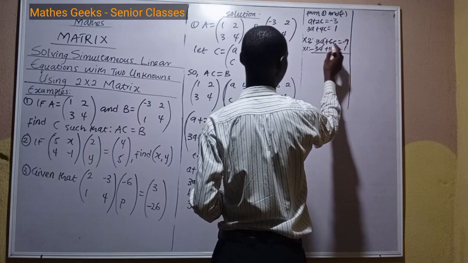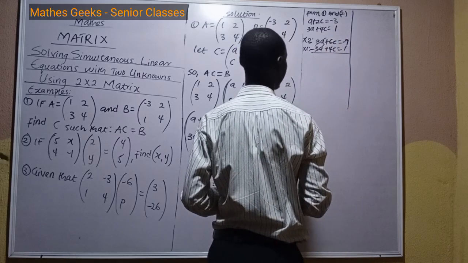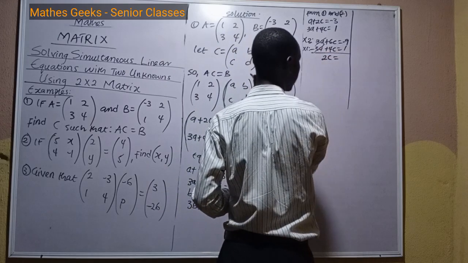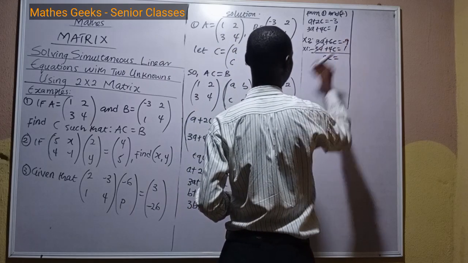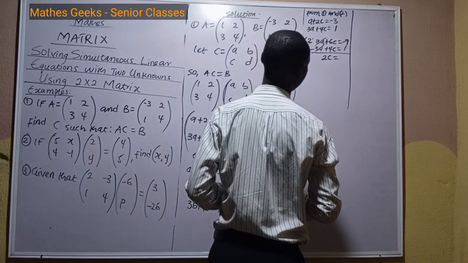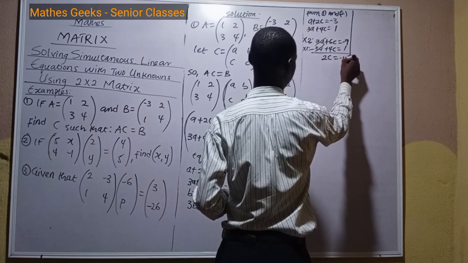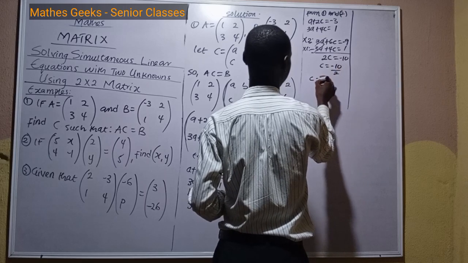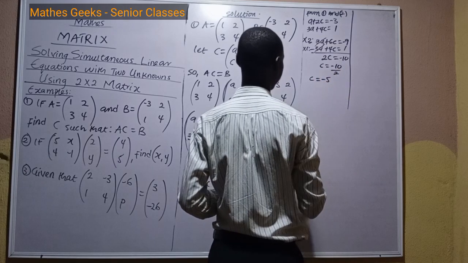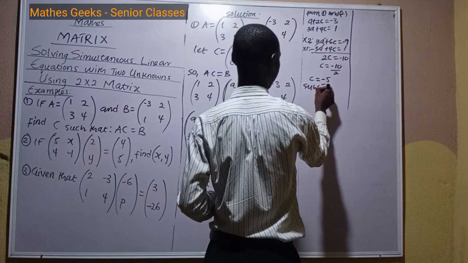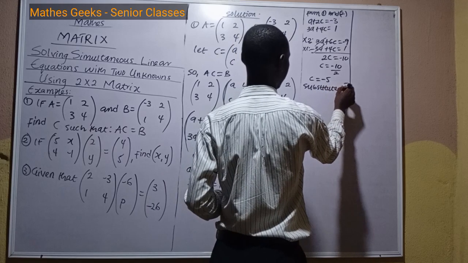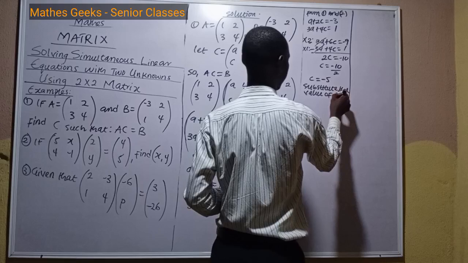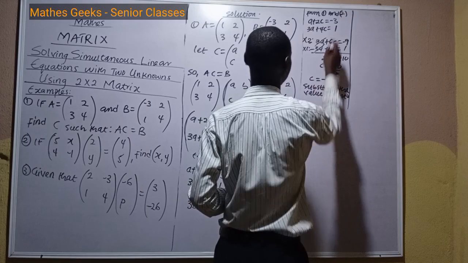6c minus 4c will give me 2c. Minus 9 minus 1 will give me minus 10. So c is equal to minus 10 over 2. c is equal to minus 5. Substitute the value of c into any equation.